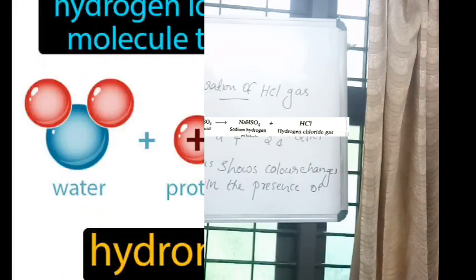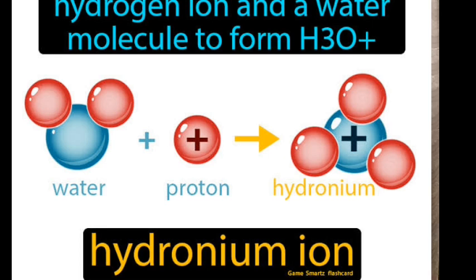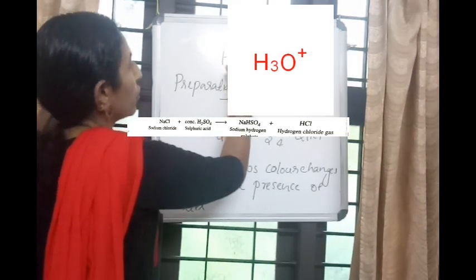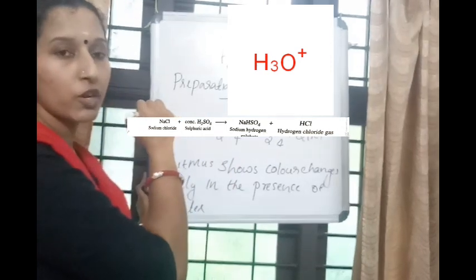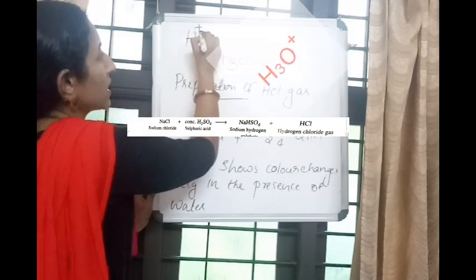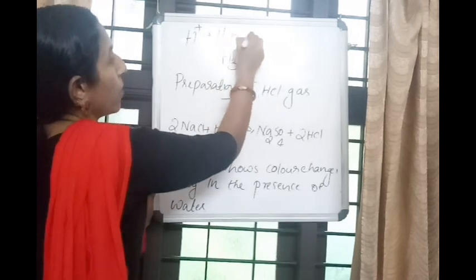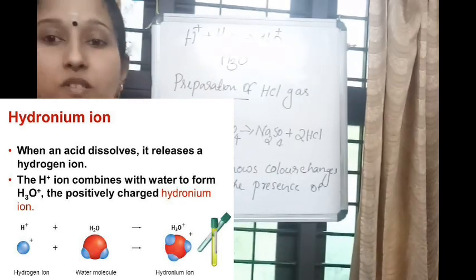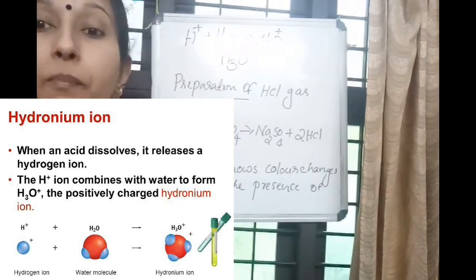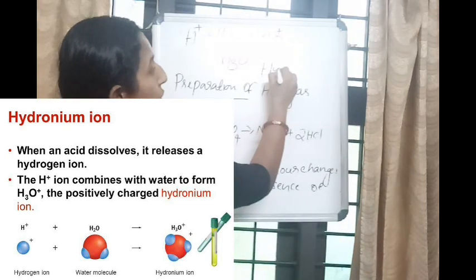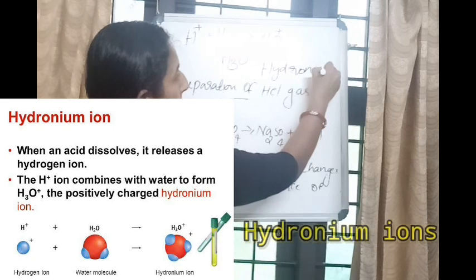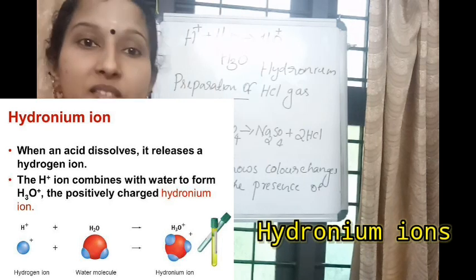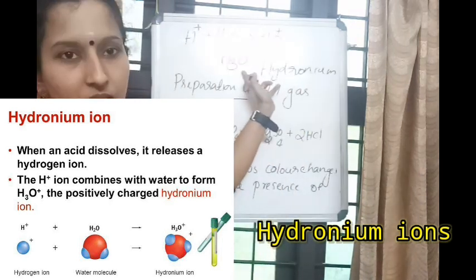After the formation, this H plus ion reacts with water to form H3O plus ions. How do they form H3O plus ions? This H plus ion reacts with the water to form H3O plus ions. What are H3O plus ions? H3O plus ions are hydronium ions. So H plus ions have stability only when they exist in the form of H3O plus, hydronium ions.